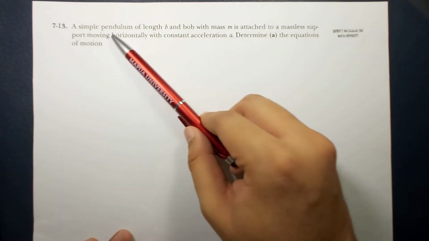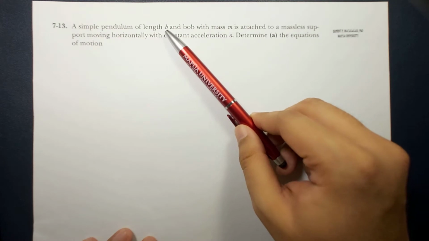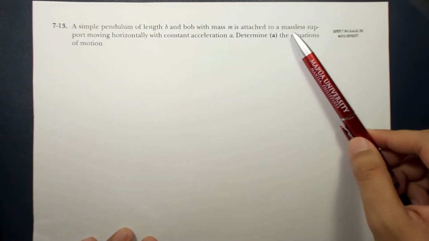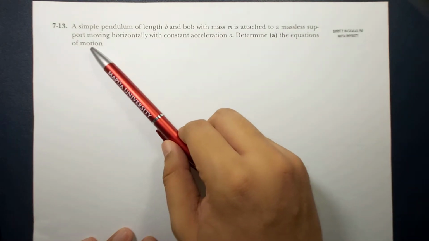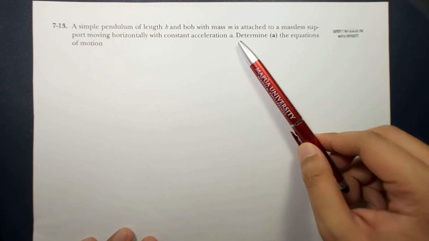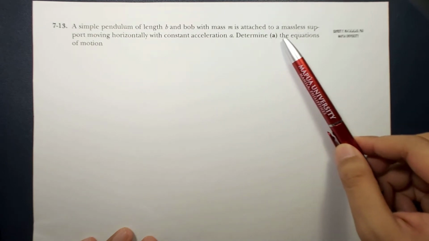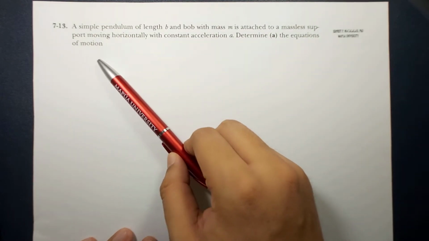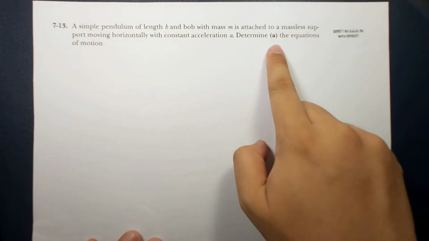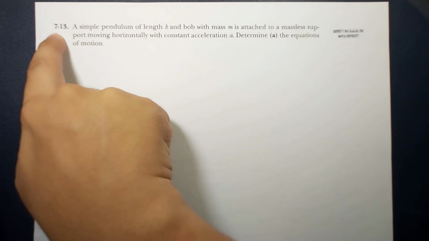Today we will discuss a sample problem related to Lagrangian dynamics. The problem reads: a simple pendulum of length b and bob with mass m is attached to a massless support moving horizontally with a constant acceleration a. Determine (a) the equations of motion. We're only going to focus on letter a of problem 7-13.